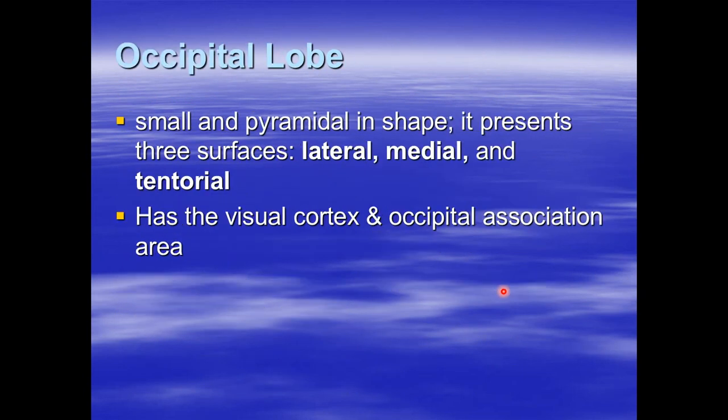Now, let's talk about the occipital lobe. It is a small lobe. It's pyramidal in shape. It presents three surfaces also: the lateral, the medial, and the tentorial surfaces. It has the visual cortex and the occipital association area. So our vision is mainly in the occipital lobe.